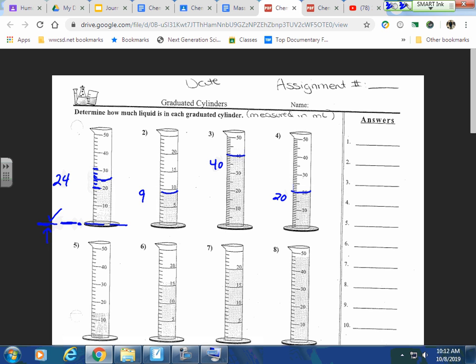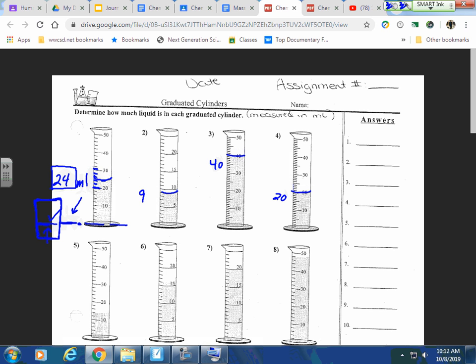All right? So that means my lowest value that I can actually see on the graduated cylinder is a tens place. So I'm going to estimate 1 spot further than that, which means I would estimate the ones place, which means that's where I'll stop my measurement. So that first measurement should have been 24 milliliters.